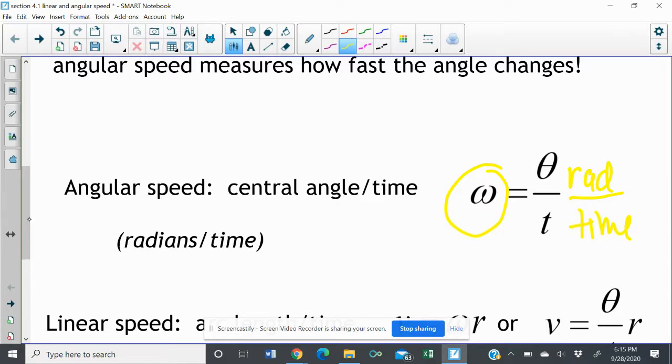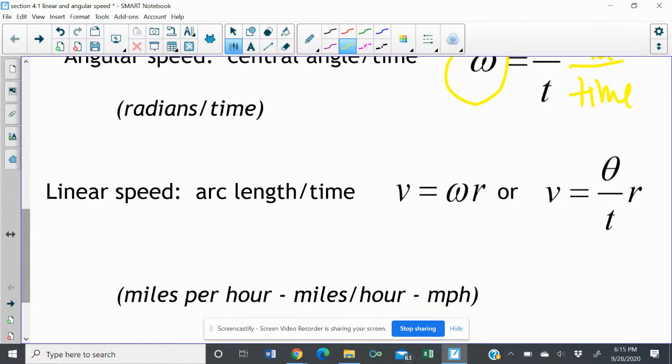Now we take a look at linear speed. Linear speed, the only thing that it takes into consideration is that arc length. And the arc length, if you think about it, is theta times r, r times theta. And we have to take into consideration our time. So we're dividing by time. Or in other words, all you have to do is take your angular speed here and multiply it by the radius.